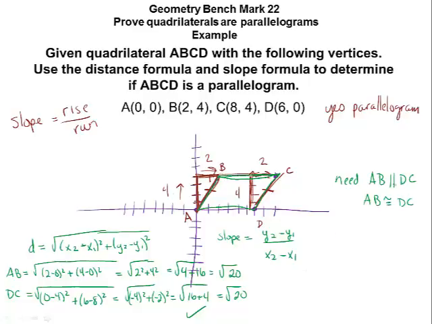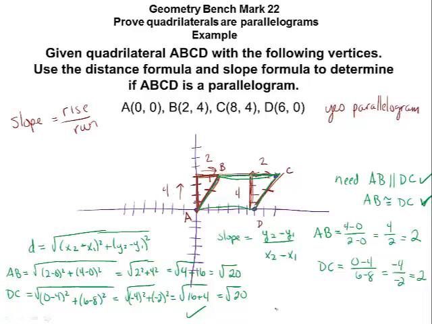Now I have to check the slope. So this part is good. They are the same length. For the slope of AB, I have 4 minus 0 over 2 minus 0. So that gives me 4 over 2, which is 2. And then for the slope of DC, I have 0 minus 4 over 6 minus 8, which gives me negative 4 over negative 2, which is 2. So that matches.